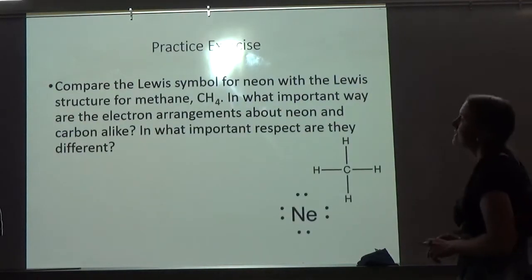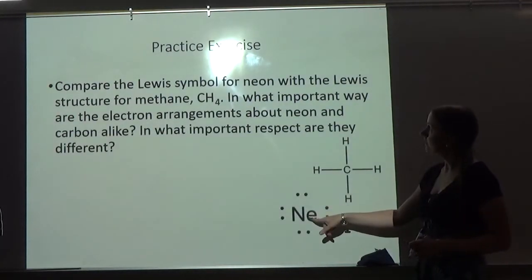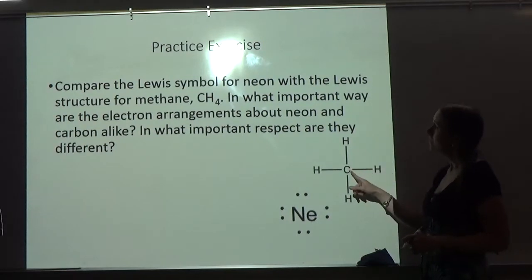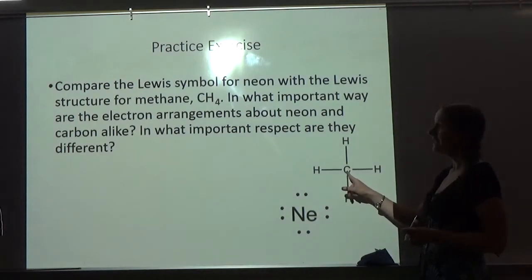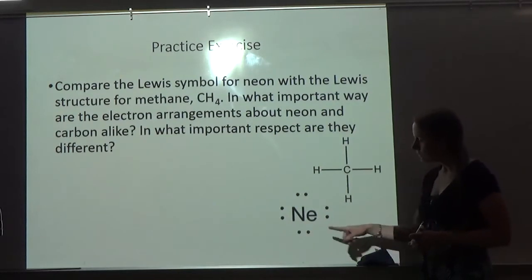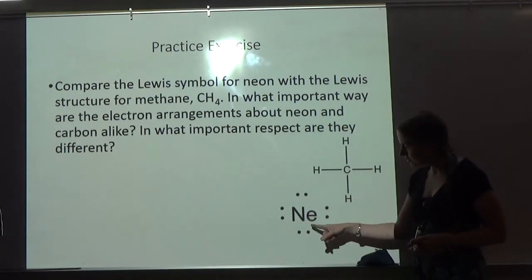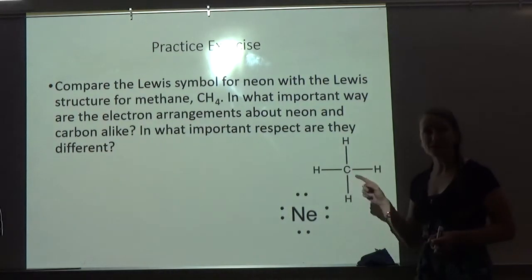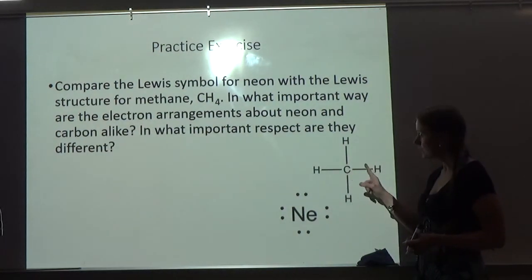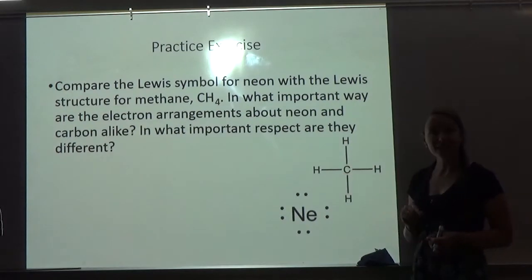So the next one says: compare the Lewis symbol for neon with the Lewis structure for methane, which is CH4. In what important way are the electron arrangements about neon and carbon alike? And in what important respect are they different? Okay, well, if you look, neon is surrounded by 2, 4, 6, 8 electrons. Carbon, remember, a bond is 2 electrons. Carbon is surrounded by 2, 4, 6, 8 electrons.